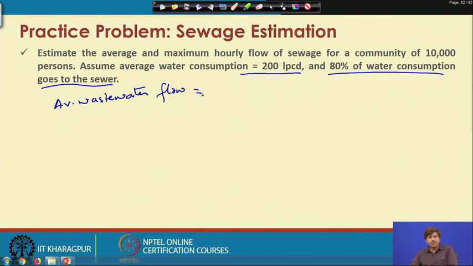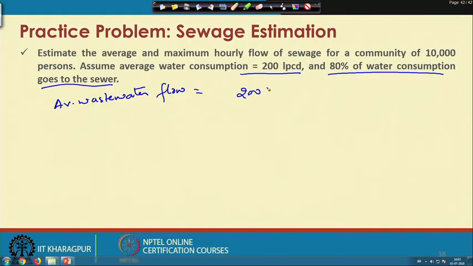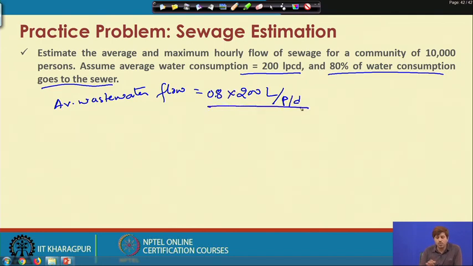First let us estimate the average flow and then we will try to get the maximum flow. Assume average water consumption is 200 liters per capita per day. So, one person is consuming 200 liters of water in a day, and 80% of water consumption goes to the sewer. If we multiply this number by 0.8, we get the average wastewater produced per capita per day, in liters per capita per day. This is the estimate.